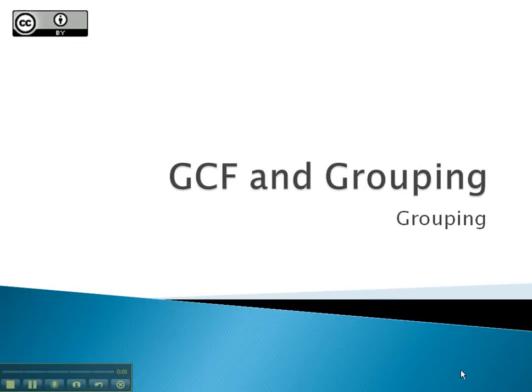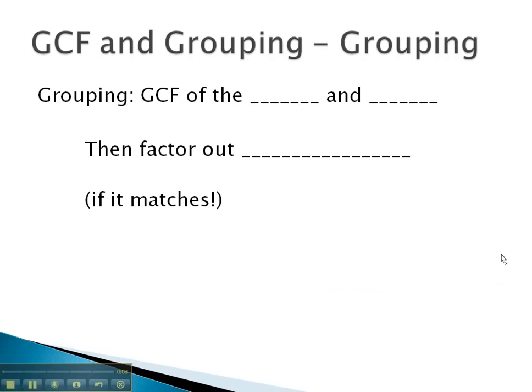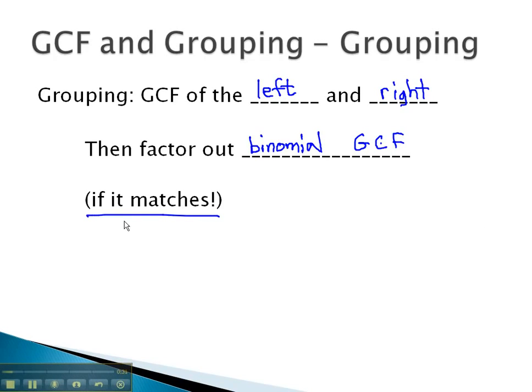In this video, we will look at factoring using greatest common factors, and specifically in a process called grouping. The way grouping works is we take the greatest common factor of the left and right sides separately. Then we factor out the binomial GCF if it matches.